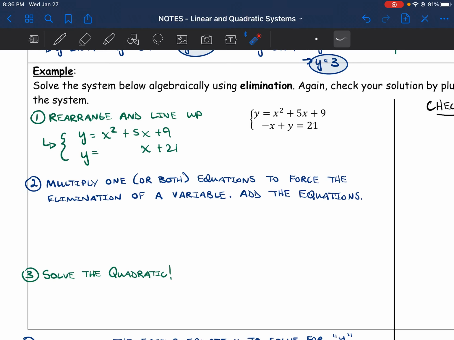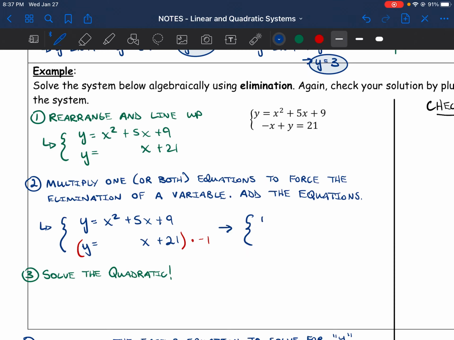Again, in this case, that's going to be y, and then we're going to want to add the equations together. So let's think about how we're going to multiply this. Let's rewrite our system. y equals x squared plus 5x plus 9, and then y equals x plus 21. Well, if we want the y's to eliminate each other, let's just multiply the bottom equation times -1. So let's do that. Bottom equation, multiply it times -1, and this is going to give us our new system.